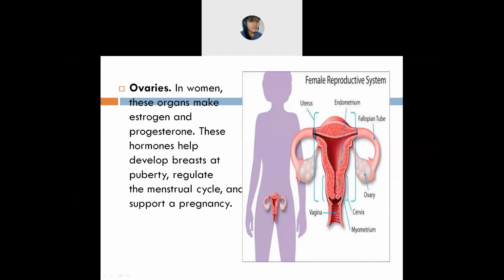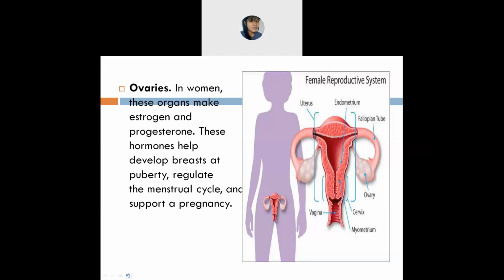Okay, did you understand? Yes, ma'am. What are the names of the two hormones which you'll find in the female reproductive system? Estrogen and progesterone.